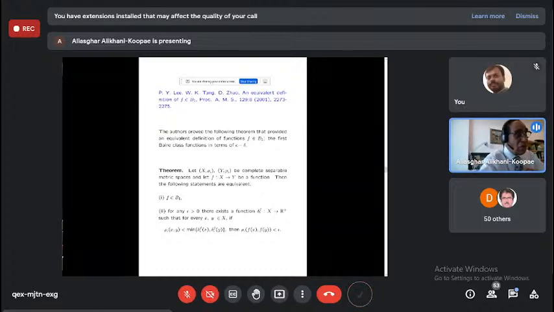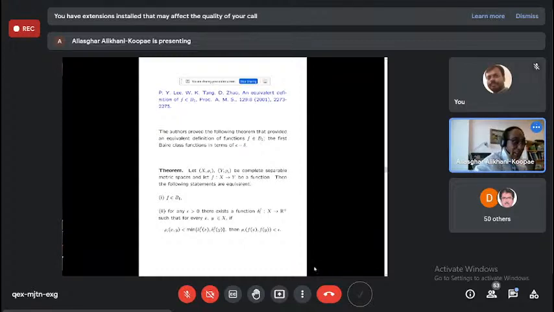Okay. Now, this is something that is very important. A paper was published in Proceedings of the AMS in 2001. In this paper, the authors gave an epsilon-delta definition for the class of Baire 1. We have an epsilon-delta definition for the class of continuous functions. For example, for any epsilon, there is a delta of x such that when y minus x is less than delta of x, f of y minus f of x is less than epsilon.